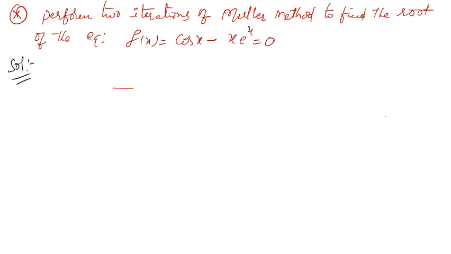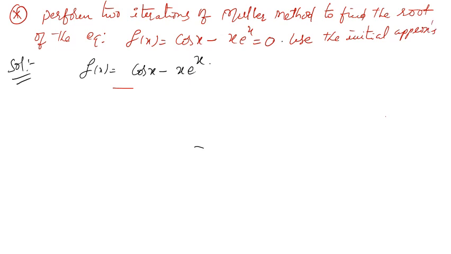Solution. What is the equation? F of x equal to cosine x minus x into e power x. This is f of x, and in the question it is also given, use the initial approximations as x0 equal to minus 1, x1 equal to 0, x2 equal to 1.